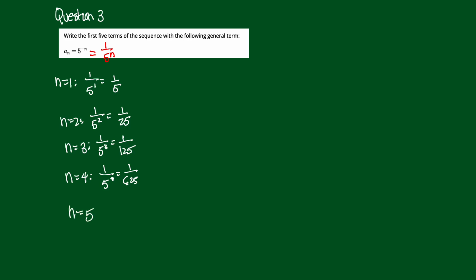When n is equal to 5, I get 1 over 5 to the 5th, which is 1 over, I had to calculate for this one, 3125. So I would write that sequence like this: 1/5, 1/25, 1 over 125, 1 over 625, and 1 over 3125.